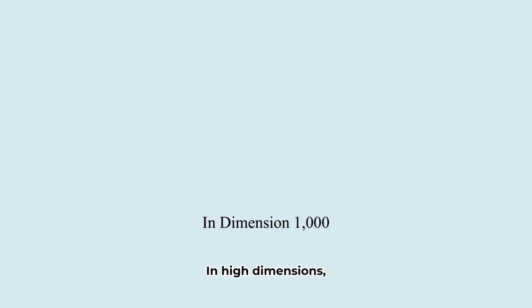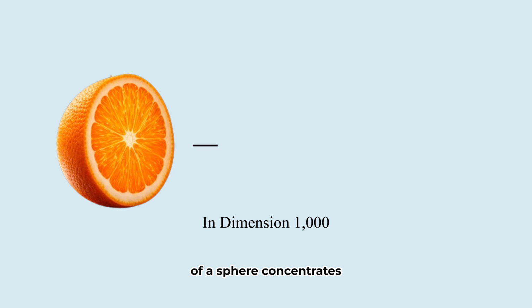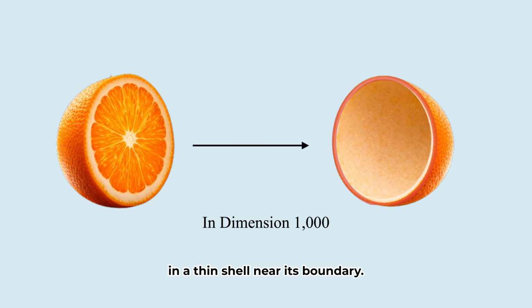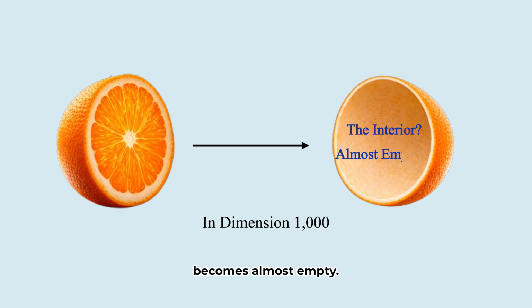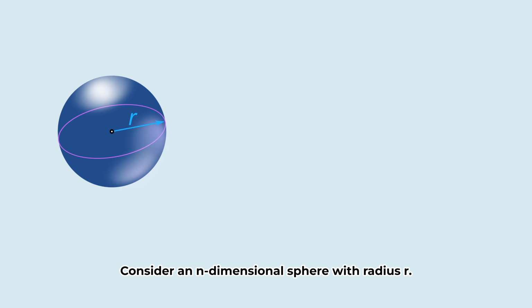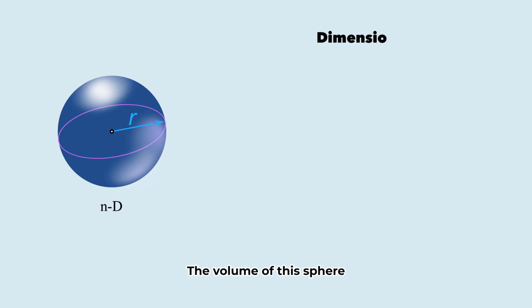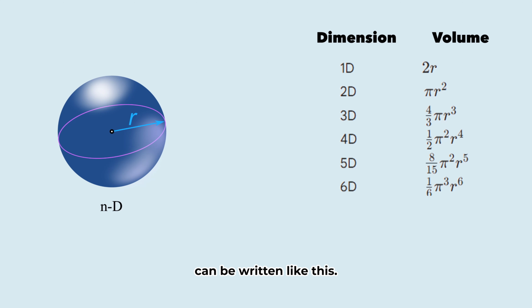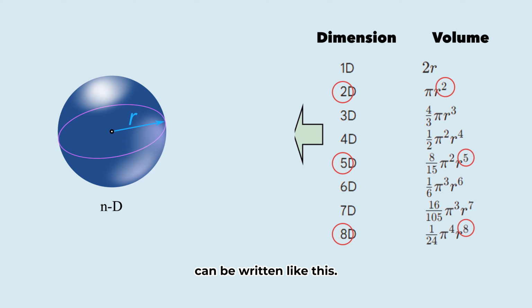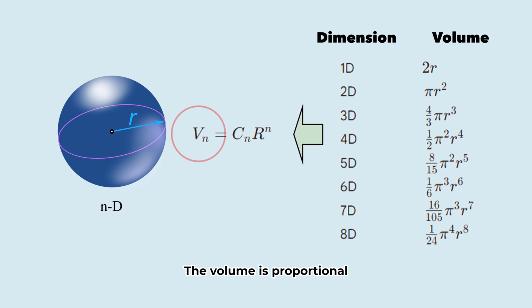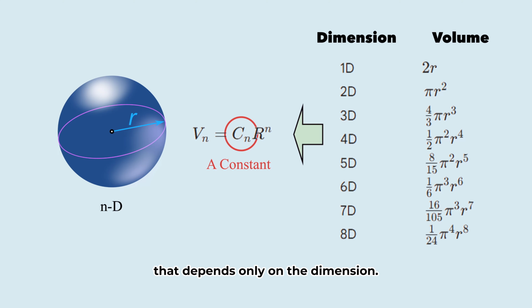In high dimensions, almost all the volume of a sphere concentrates in a thin shell near its boundary. The interior becomes almost empty. This is not just intuition. We can prove it mathematically. Consider an n-dimensional sphere with radius r. The volume of this sphere can be written like this. The volume is proportional to r to the power n, where Cn is a constant that depends only on the dimension.